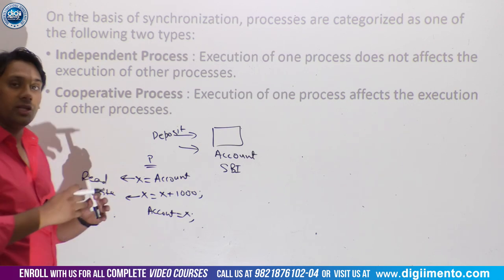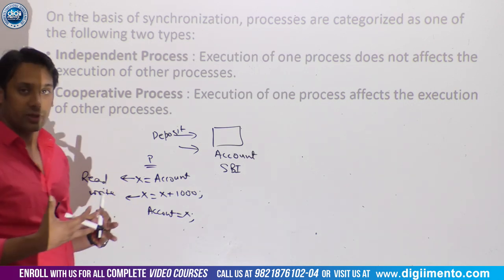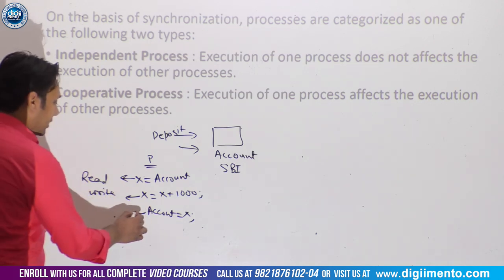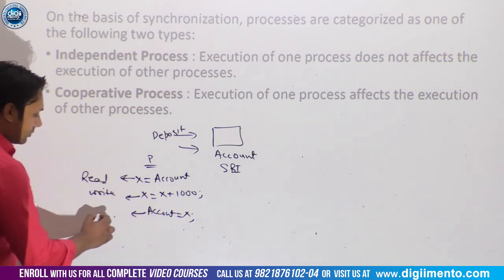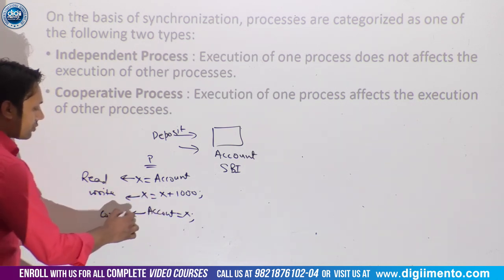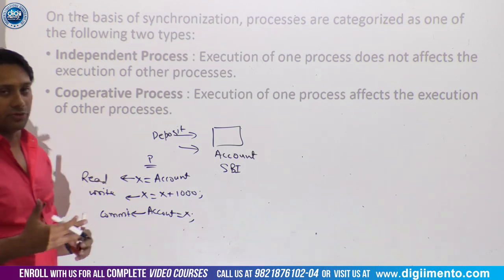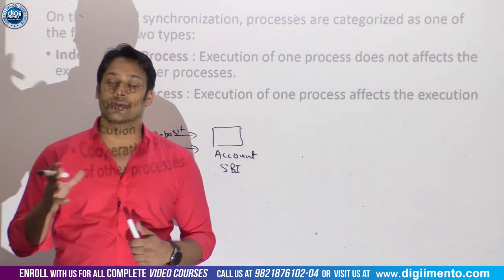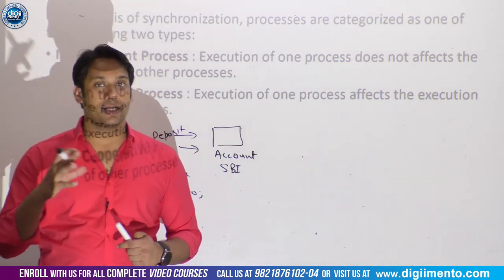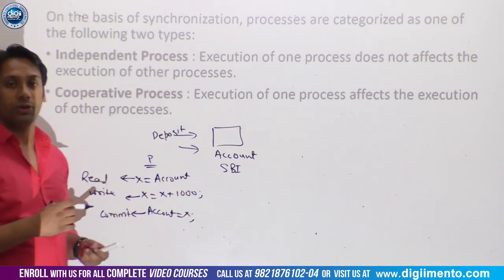That means what changes you want to perform on this account. And the third operation here is your commit operation. That means you are going to make the operations permanent. So we do three things, three operations, which are read, write and commit. These are the three basic operations that you are going to perform.